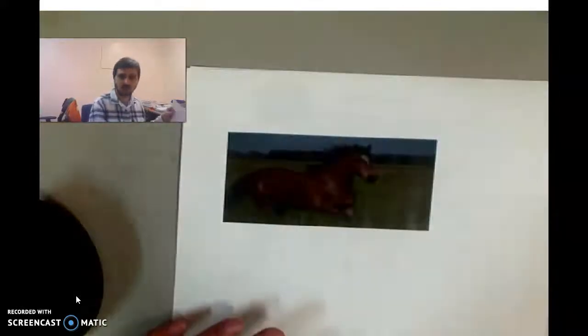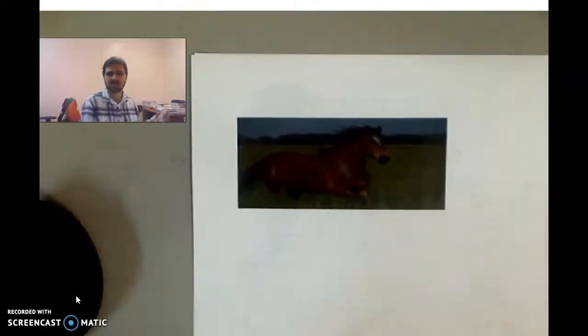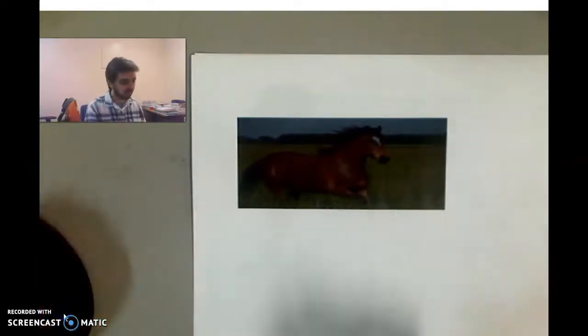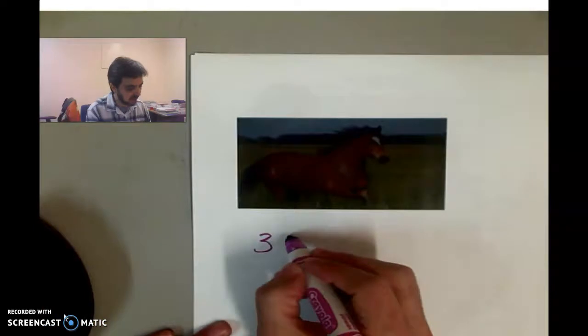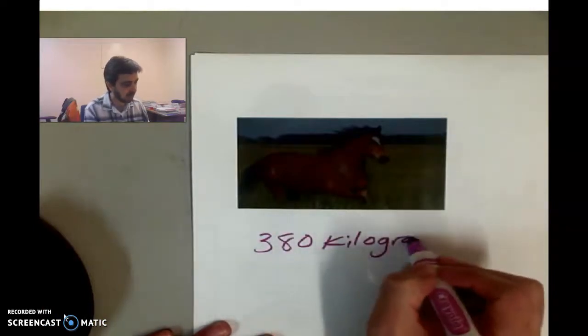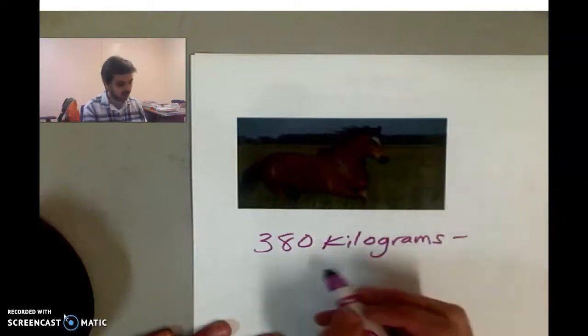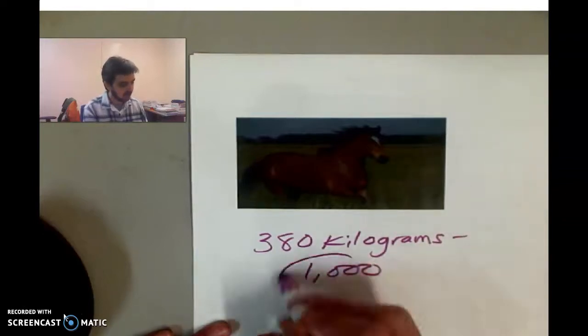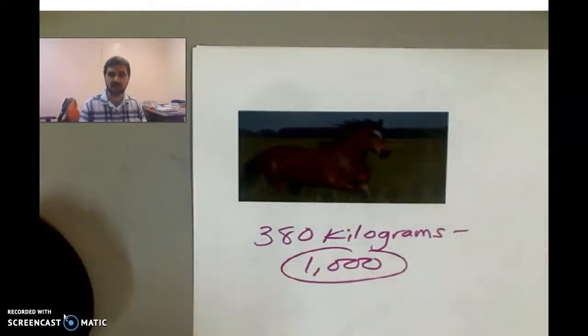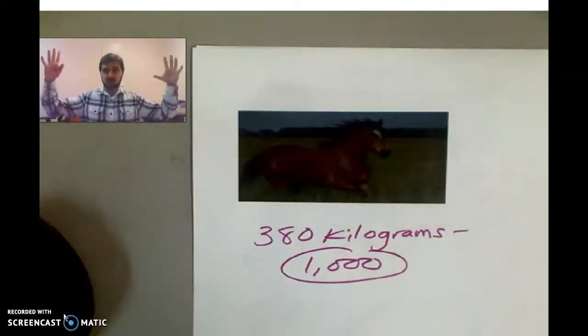This horse, which is a little hard to see, could be up to, how much is a horse? Let me look that up. Hold on a second. Yeah, it could be anywhere from a small horse, like 380 kilograms, all the way up to about 1,000. This looks like a pretty big horse, so I'm guessing maybe she's like 800 or 900 kilograms. So gram tiny, kilogram big.